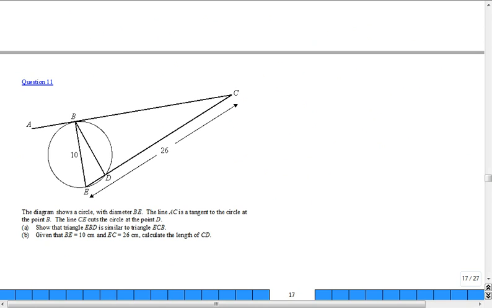Question 11, part A. Any issues? 11, part B. Okay, 11, part B. Part A, we have shown that triangle EBD is similar to ECB. So whenever you have this, you should have your sketches. E, B, and D. And in the same orientation, the other triangle.